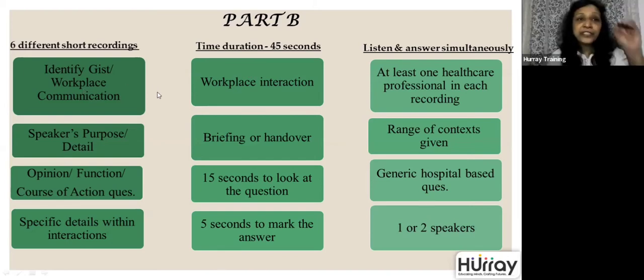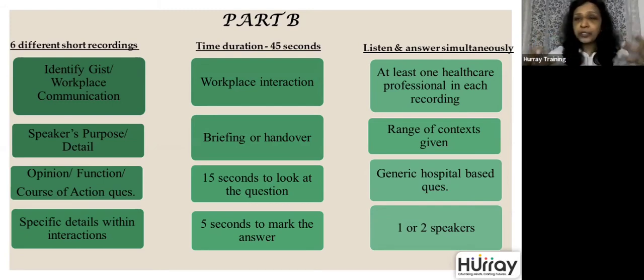You identify gist. Gist means the overview, things in a nutshell, in a capsule form. You identify what's the gist of the whole talk. What is summary? Summary is gist. All these are on workplace communication. So here, most of the time, talks are between one healthcare professional and another professional. It's not like a consultation between a patient and the doctor or nurse, any healthcare professional. It's between two professionals. That's why this Part B is called workplace communication.